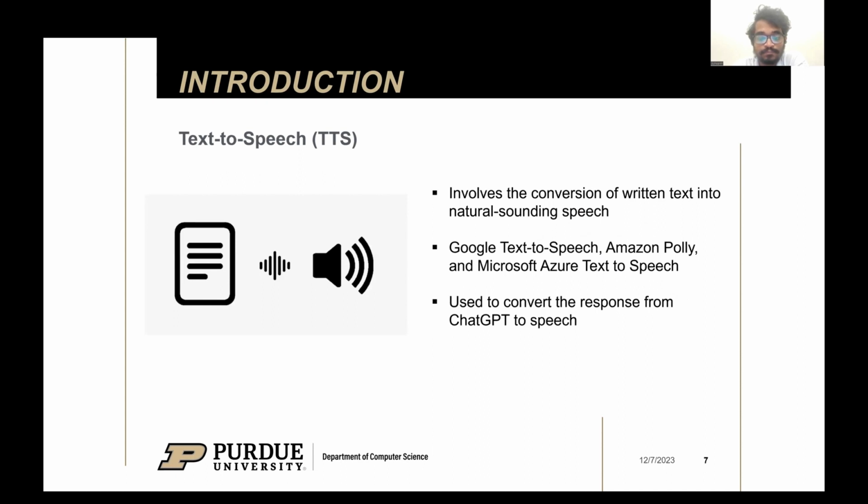Next, the text-to-speech implementation typically involves the integration of dedicated APIs and libraries that convert written text into natural-sounding speech with some well-known frameworks including Google's text-to-speech, Amazon's Polly, Microsoft Azure's text-to-speech, to name a few. These frameworks employ advanced neural text-to-speech models, generating high-quality synthetic speech that closely mimics human intonation and pronunciation. In our application, we use text-to-speech to convert the response from ChatGPT into a speech for the user to hear.